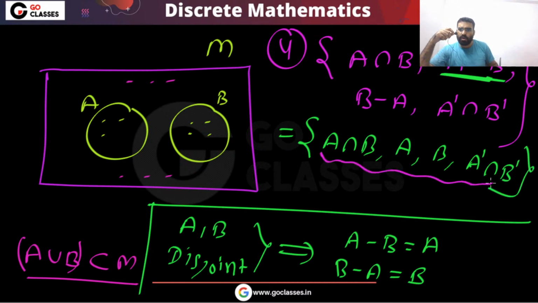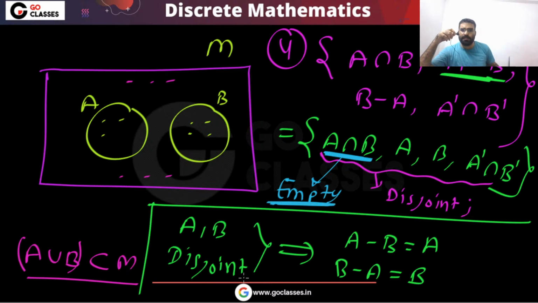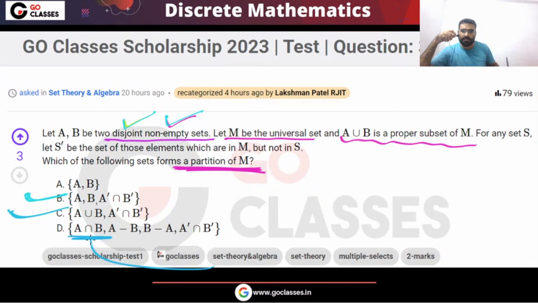Are they disjoint? Yes, they are disjoint. Do they cover all the elements of M? Yes, they cover all the elements of M. But you can notice A intersection B is empty, because A comma B are disjoint. Because it is empty, option number 4 is not a partition. So the answer will be B comma C.